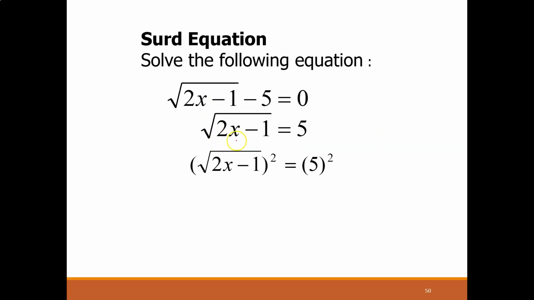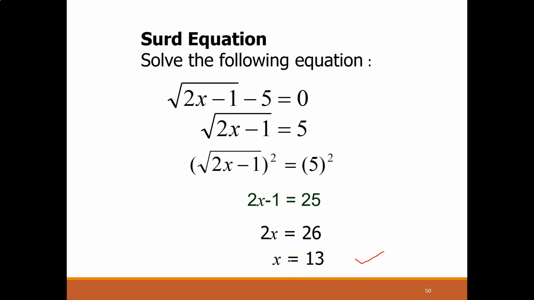So how to cancel out the surd? You just square it. Macam mana kita nak mansuhkan surd tu, kita kuasa duakan dia. So which means you have to square both sides. Kuasa duakan dua-dua belah kiri dan kanan. So you get this answer. 2x minus 1 equal to 25. And then 2x equal to 26. And last but not least, x equal to 13. So you get the answer for x.